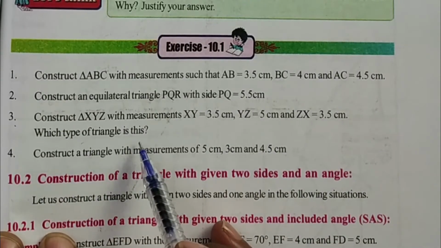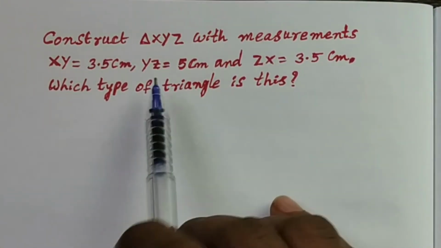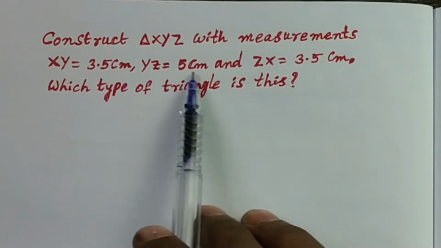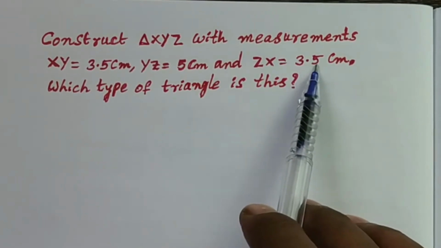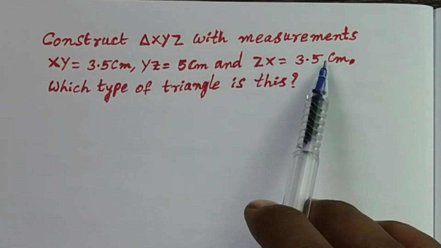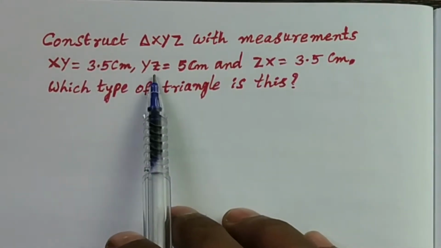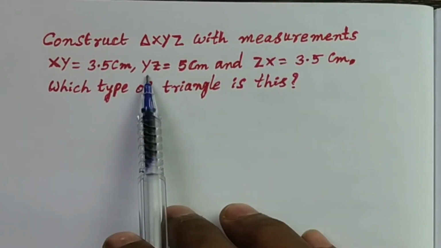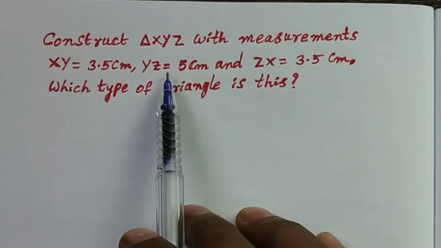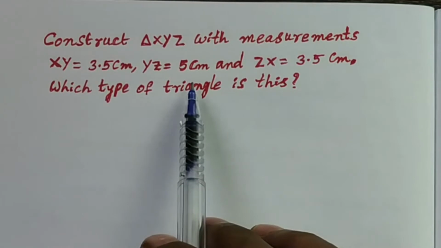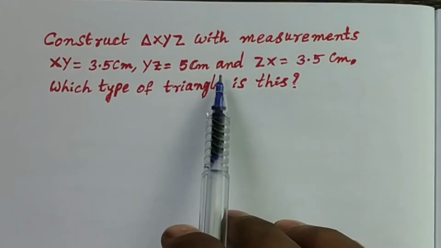Which type of triangle is this? Observe these sides. XY is 3.5 centimeters, YZ is 5 centimeters, and ZX is 3.5 centimeters. Here XY and ZX are the same, 3.5 centimeters, so YZ is different from these two sides. So take YZ as a base, then we will get a neat diagram. You can take XY as the base also, but here I preferred YZ is equal to 5 centimeters.